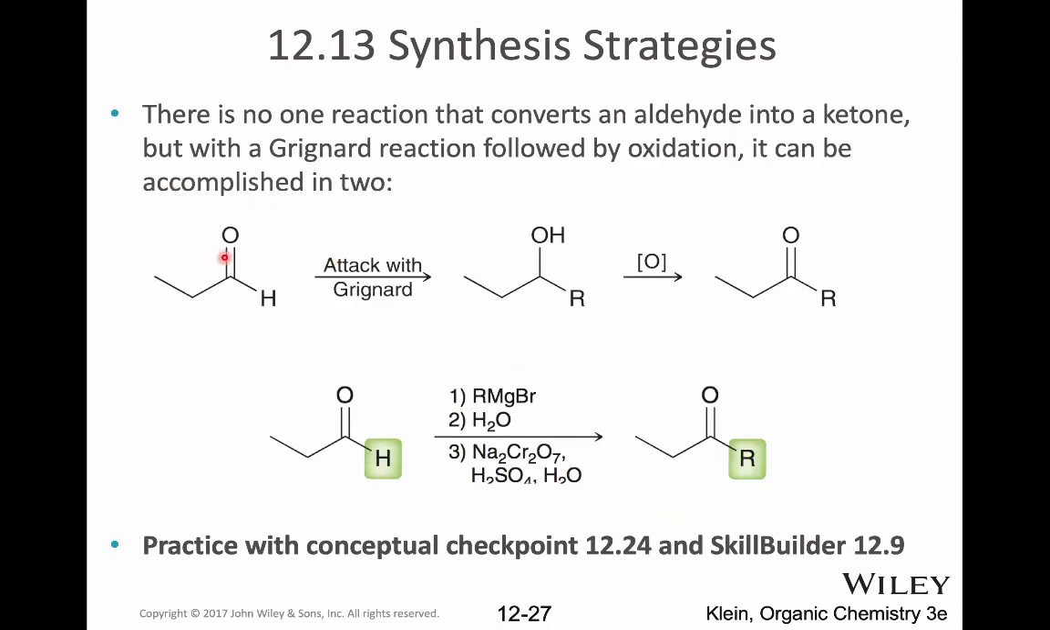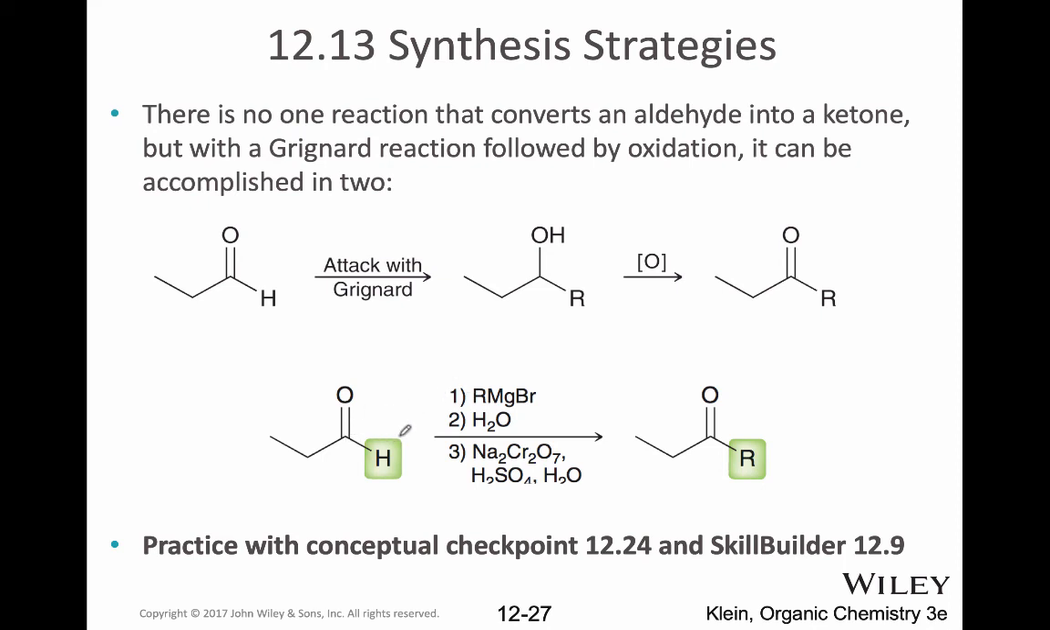Now, there's no way to convert an aldehyde to a ketone directly, but you can do it through the Grignard reagent. You can take an aldehyde, attack with the Grignard reagent, and then do an oxidation. So if you see a ketone, we already know that we could make the ketone by oxidation of the alcohol. Well, if I see the alcohol, I can make this alcohol by addition of a Grignard reagent to this aldehyde. So take an aldehyde, add this Grignard reagent, followed by water. That makes this alcohol here.